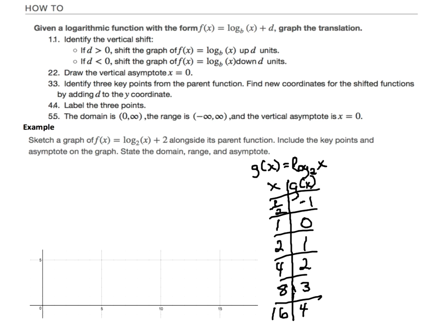Okay, so let me go ahead and put this parent onto the graph. 1/2, negative 1, about right here. 1, 0, 2, 1, 4, 2, 8, 3, 16, 4. So here's our parent.